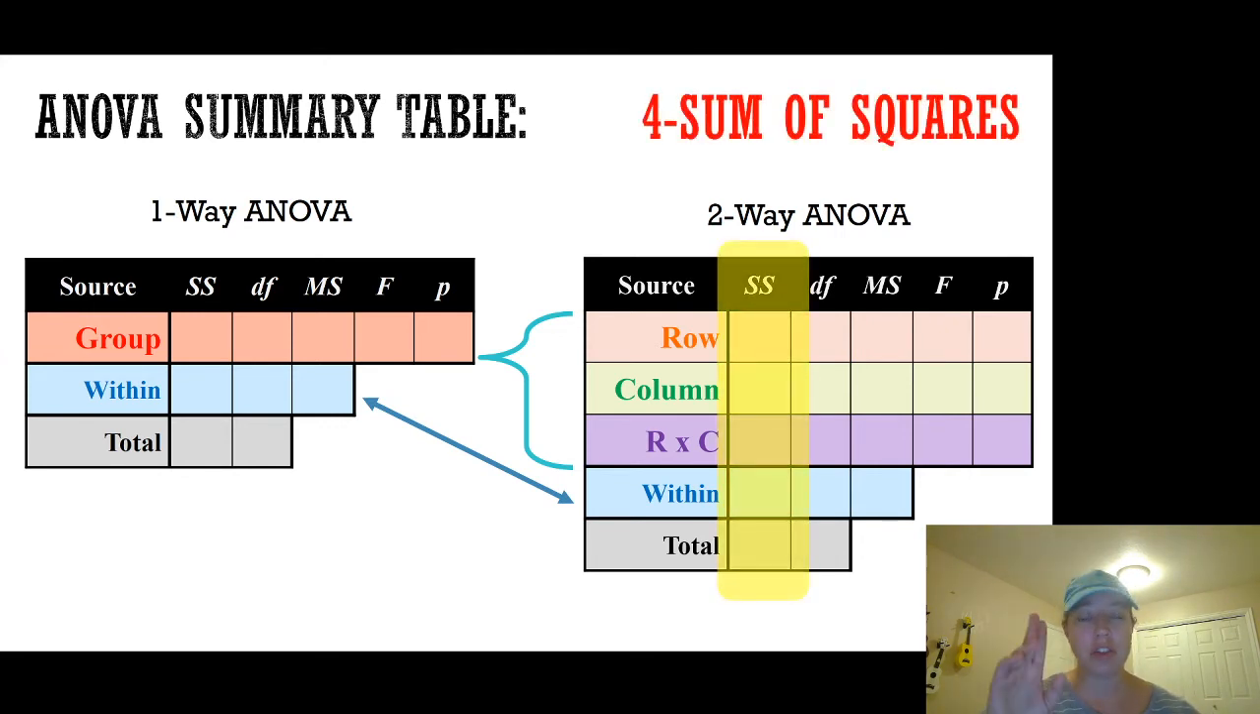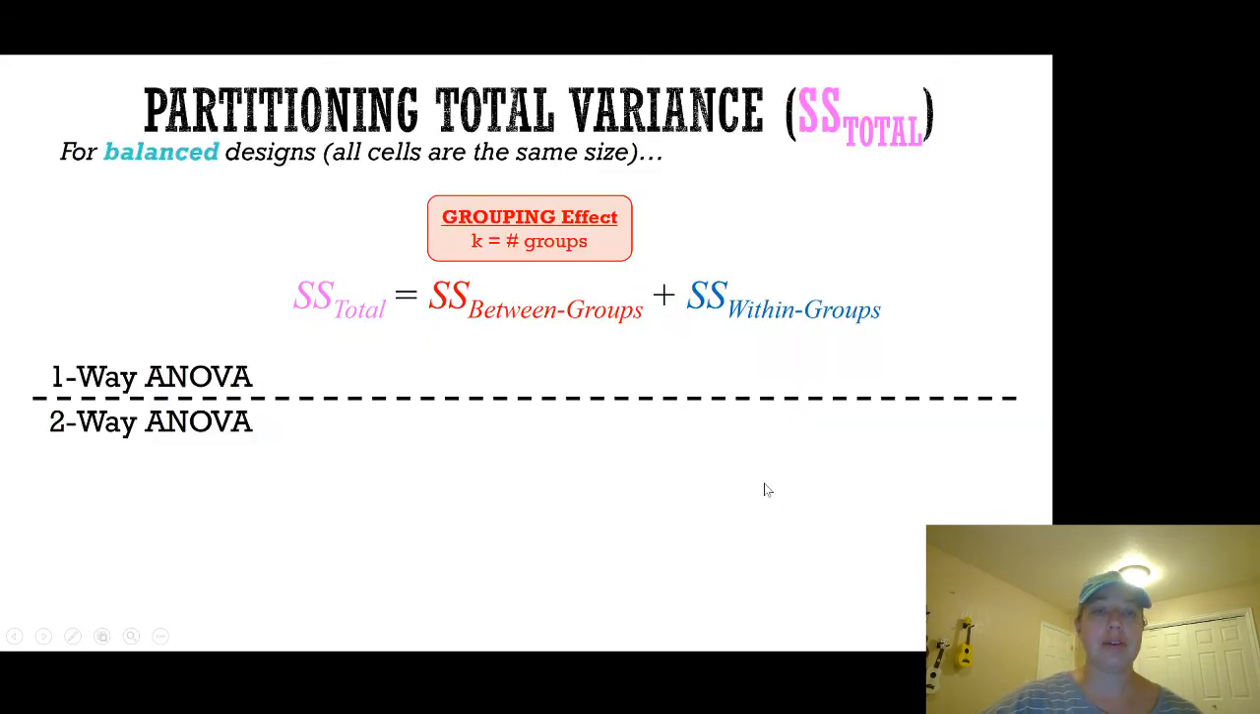So let's start off with our first column, our sum of squares. In the one-way ANOVA, we had three sums of squares. In a two-way ANOVA, we have rows, columns, interaction, within, and total. So we have lots of sums of squares here. So let's look at them.